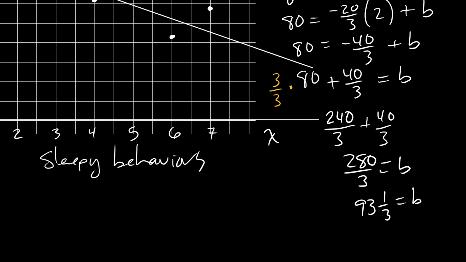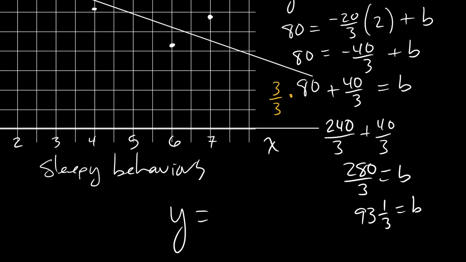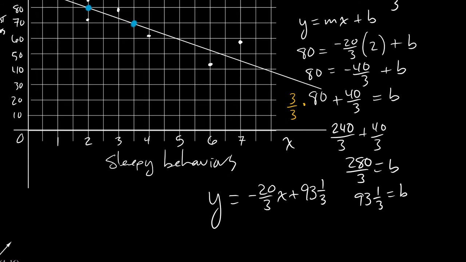So we can write the equation of this line of fit. The equation is y equals my slope, which was negative 20 thirds, so negative 20 thirds times x, plus 93 and 1/3, or you can leave it as 280 over 3. So this is the line that's attempting to model this situation. Not a lot of data was collected. I wouldn't put a lot of faith in this model, but it's modeling the data that we did collect.